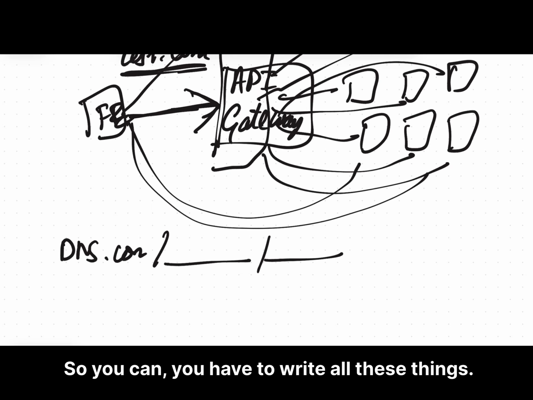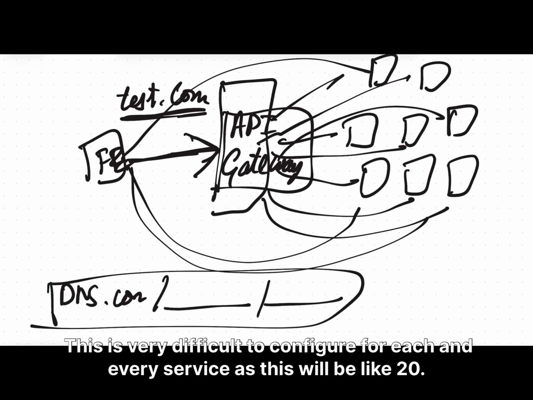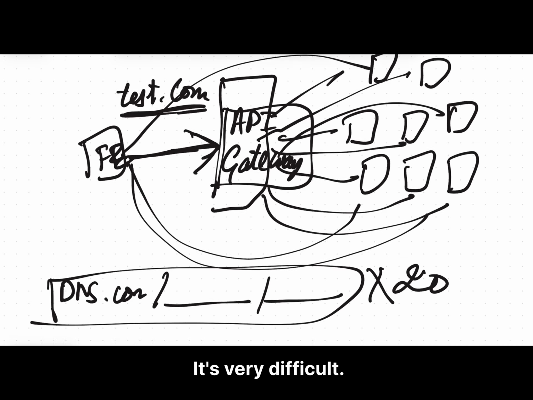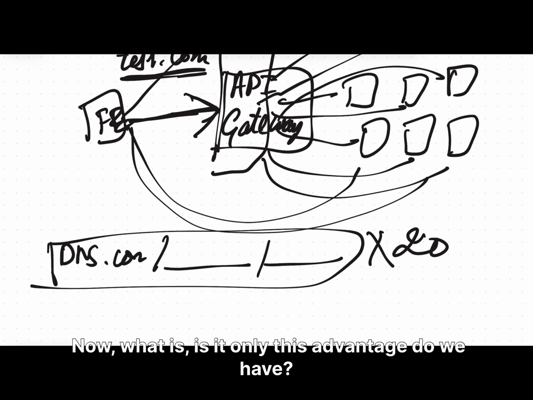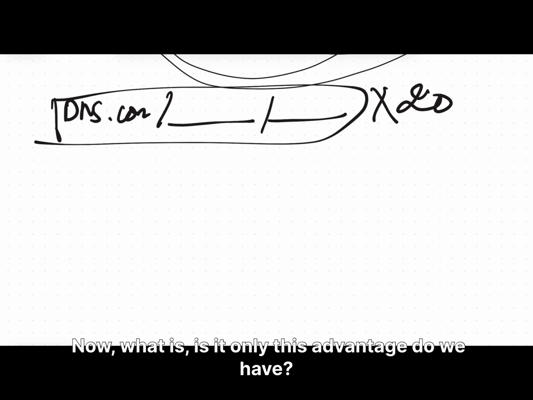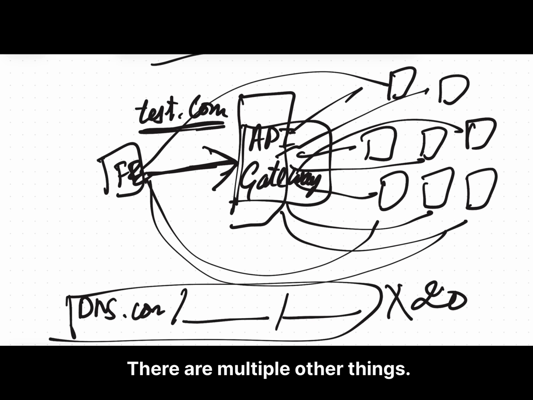You have to write all these things. This is very difficult to configure for each and every service, as this will be like 20. So 20 services, it's very difficult. Because of this, API gateway came in. Now, is this the only advantage we have? No, there are multiple other things.